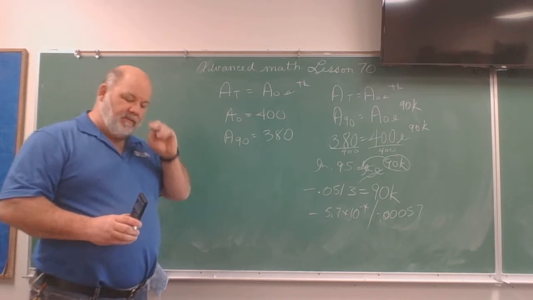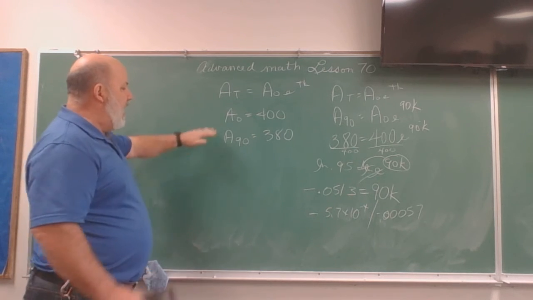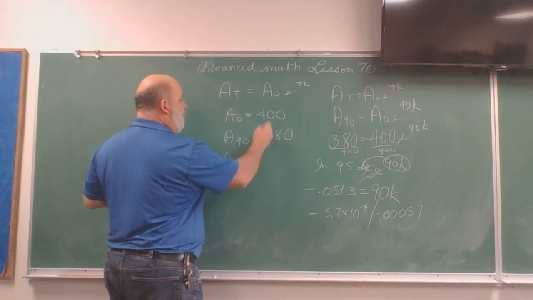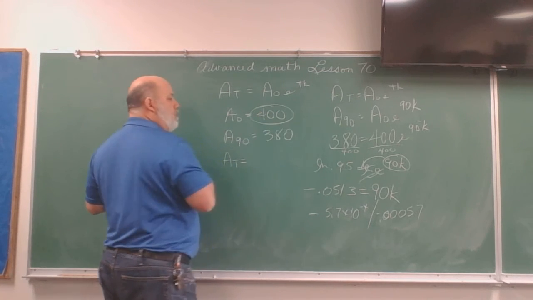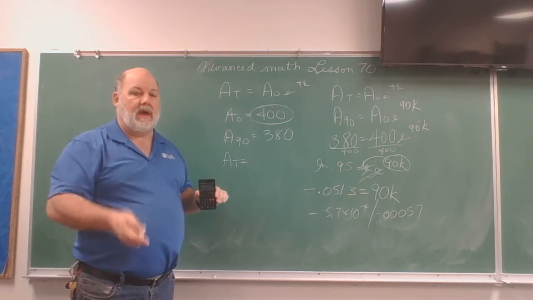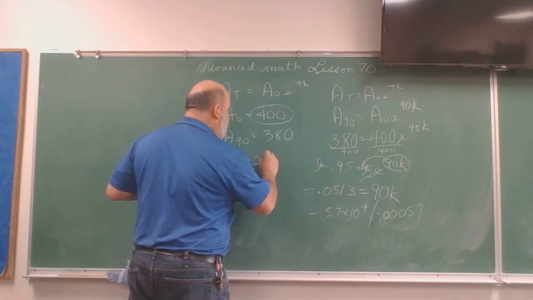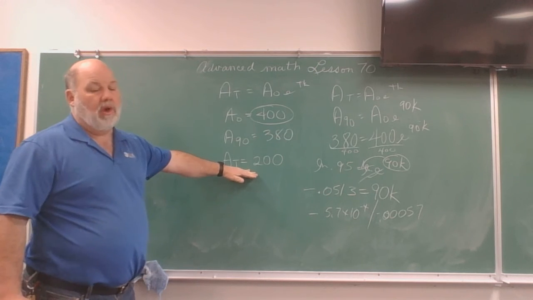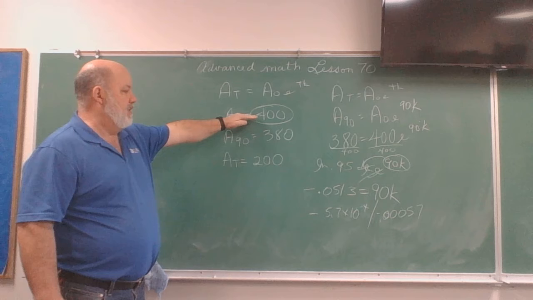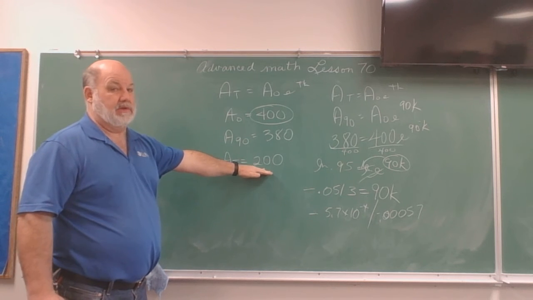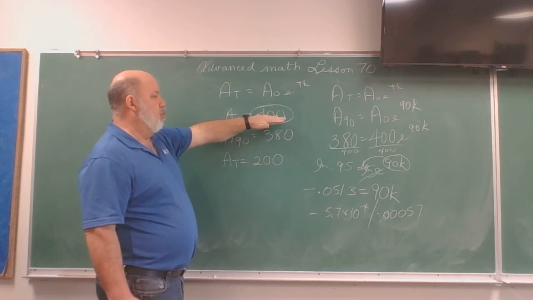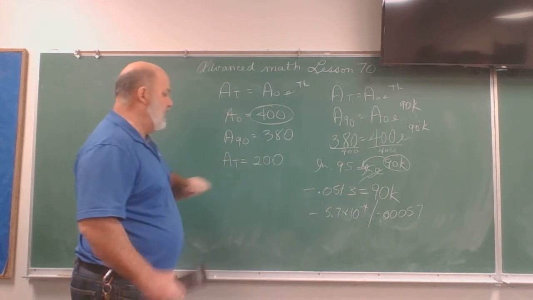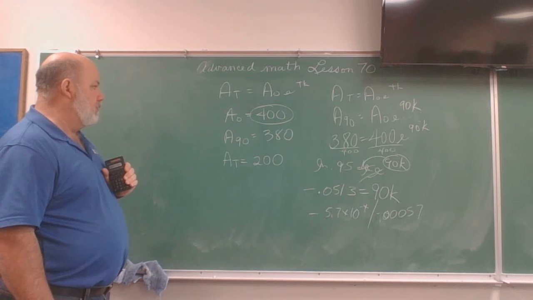Here's something you may have known from science. The half-life is the amount of time for your initial amount to be cut in half. So basically, they're wanting the amount of time to get this to be 200. If this had been 4,000, this would be 2,000. Okay? Whatever your initial amount was, cut it in half. So a sub t equals 200.